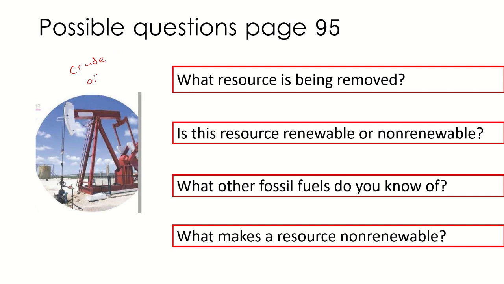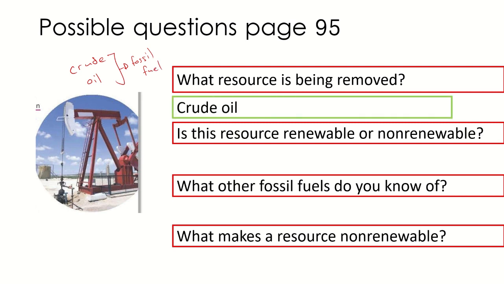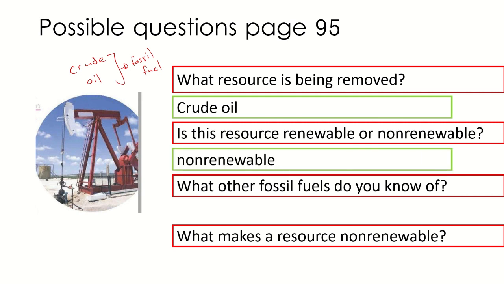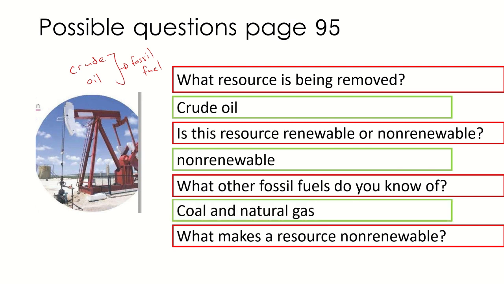Crude oil is a fossil fuel. So crude oil is being removed from the ground. Because we know it is a fossil fuel, we know it is non-renewable. We also know about other fossil fuels, like coal and natural gas. And you need to know what makes a resource non-renewable. Remember, this will be writing questions, so they may ask you anything about what is being shown in the picture, so what's connected to it.